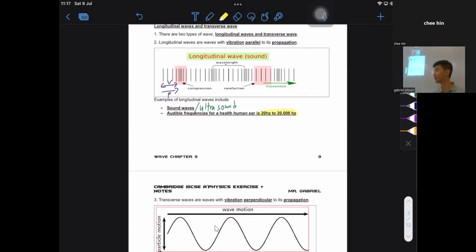Wait, one copy. Wait, the L for the transfer range and stuff. This is vibration. This is propagation. Why is this like this? Oh, okay, this is vibration. It goes up, down, and then it's propagated towards the right.